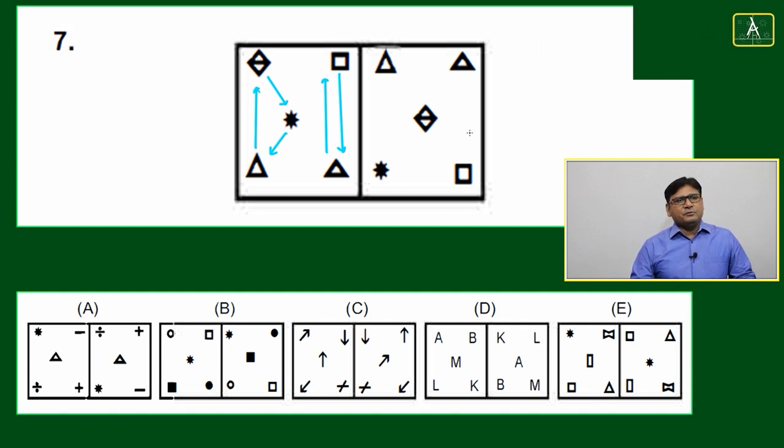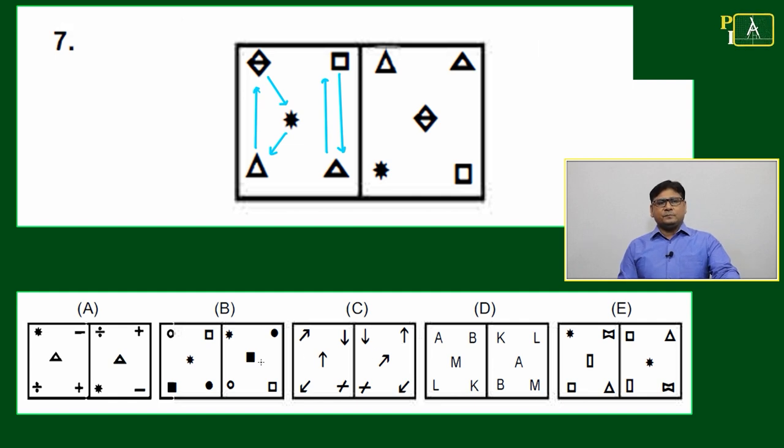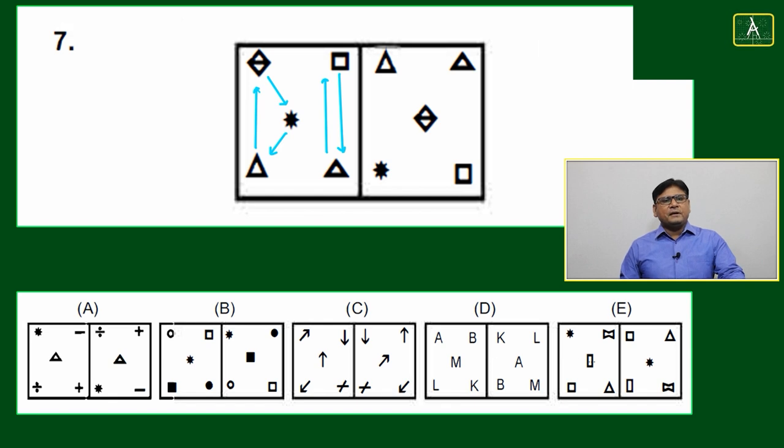This is happening here. Let's re-verify whether this is happening exactly or not. This will come here, this will go here, and this will go here. Correct. Now, the same pattern or same logic or same type of shifting, which pair is showing here? Let's look at which pair is exactly showing. Option E, yes, this is exactly correct. This is coming here, this is going there, this is correct.